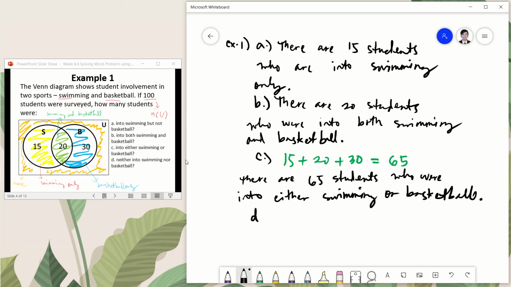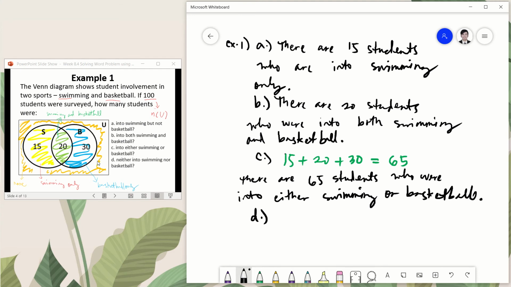And then let's have the last one. It says that we're looking for the number of students who were neither into swimming nor basketball. That means they did not choose any sport, whether it's swimming only, basketball only, or both. So take note, our universal set, the number of students being surveyed in this problem, is 100. And as we all know, the union of those who love either swimming, basketball, or both is 65.